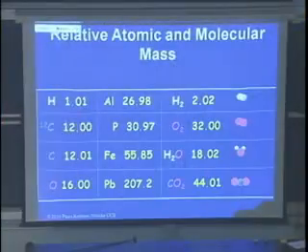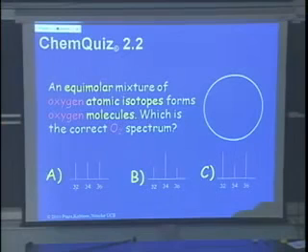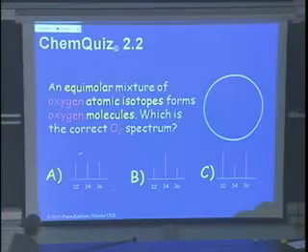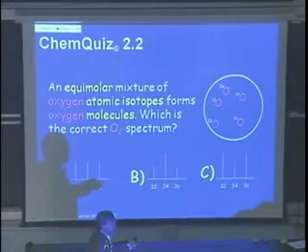So we have talked about this. It's child's play for you. Now we come exactly to your question. We have a mass spectrum here. There's mass 32, 34, and 36. And we have an equimolar mixture of oxygen atomic isotopes. Equimolar. That means, which is the correct spectrum? This here, or this, but you need a little bit more. There's oxygen 16 and oxygen 18.